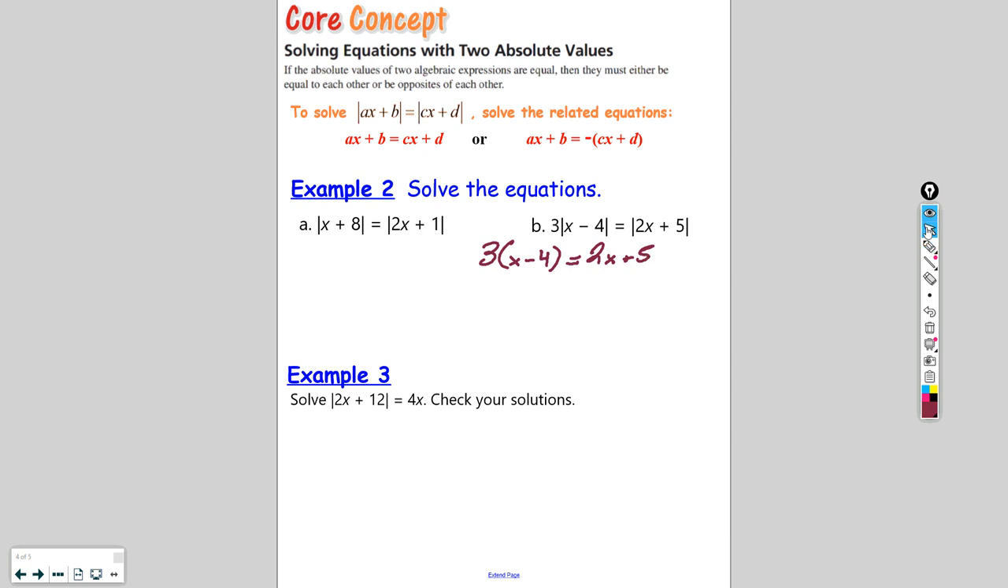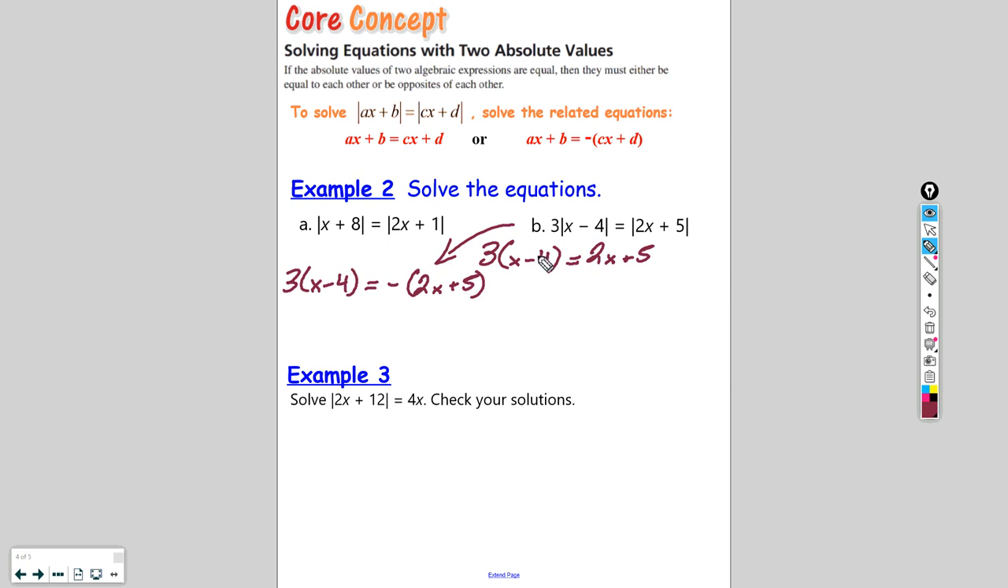And then for our other equation, I'm just going to write it on the left side here. Now we're going to take that same quantity on the left side and set it equal to the negative times the quantity 2x plus 5. And now let's solve both of these.